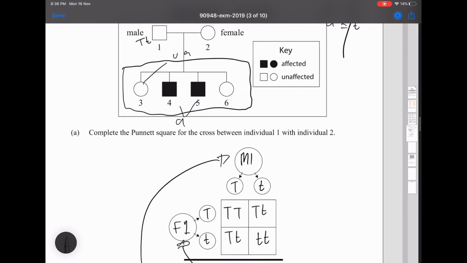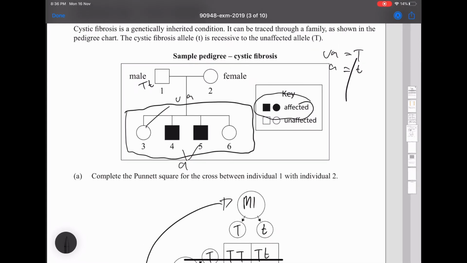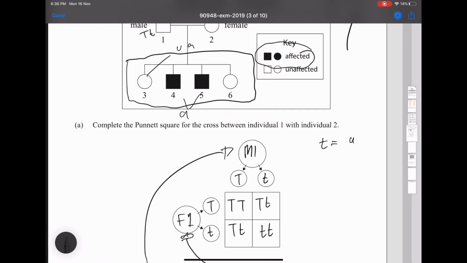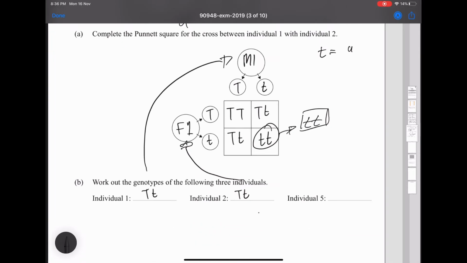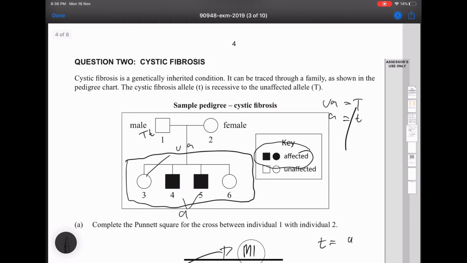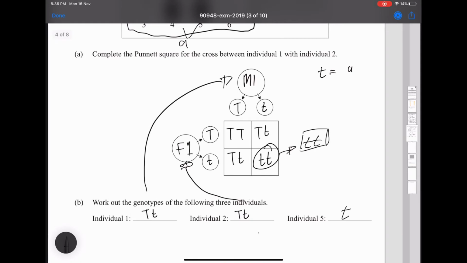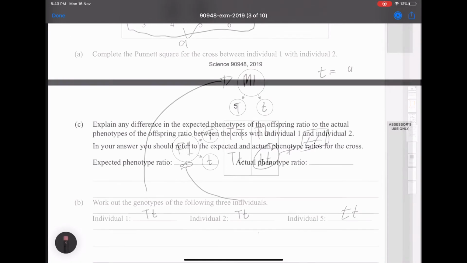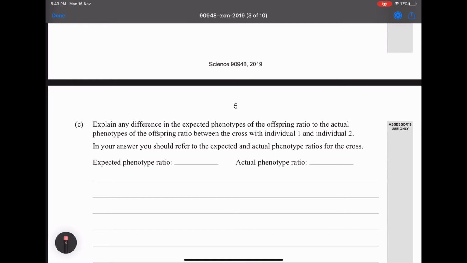Individual 5. So individual 5 is affected. And we know that lowercase t represents affected. So that means that to be fully affected, he must be lowercase t and lowercase t, homozygous recessive, to carry the affected allele. So tt.